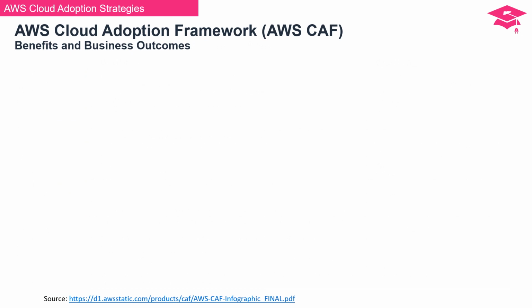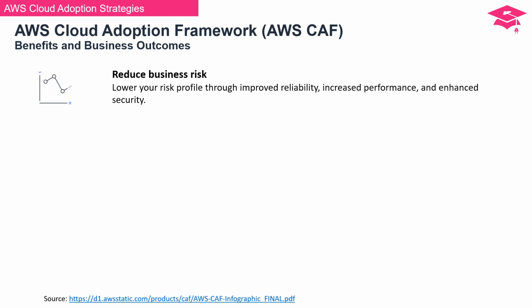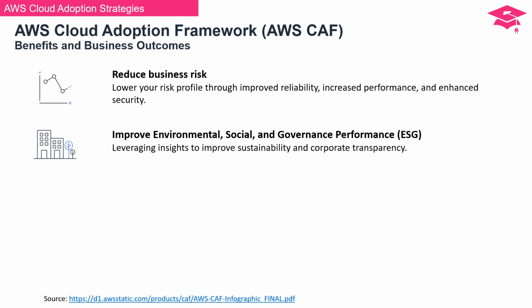The AWS Cloud Adoption Framework not only provides a structured approach to cloud migration but also delivers tangible benefits and business outcomes, which are: 1. Reduce business risk. It helps lower your risk profile through improved reliability, ensuring increased performance and enhanced security. 2. Improve environmental, social, and governance or ESG performance by leveraging insights. It helps to improve sustainability and corporate transparency.